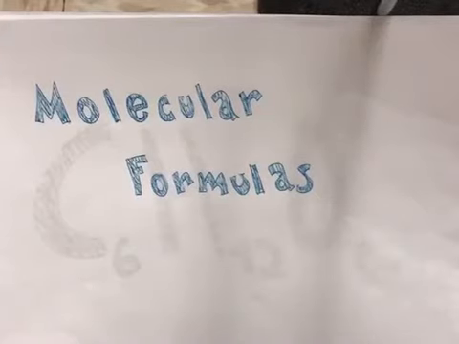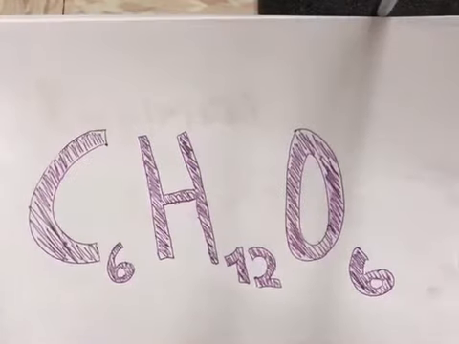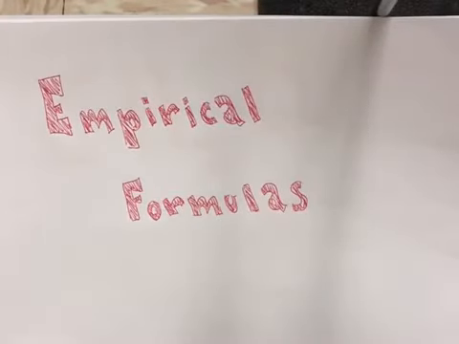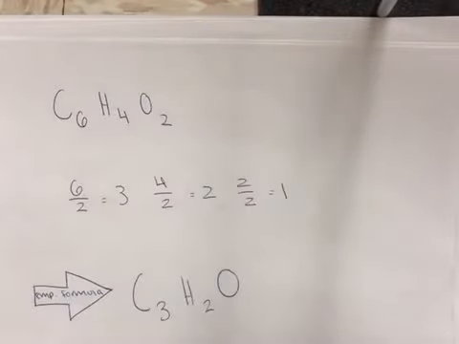A molecular formula tells us exactly how many of each atom are in a molecule. For example, C6H12O6. An empirical formula tells us the simplest ratio of atoms in a molecule. For example, CH2O instead of C6H12O6. We find a substance's empirical formula by dividing all subscripts of the molecular formula by the greatest common divisor. In C6H4O2, the greatest common divisor is 2, so we divide all the subscripts by 2. Our empirical formula is C3H2O.